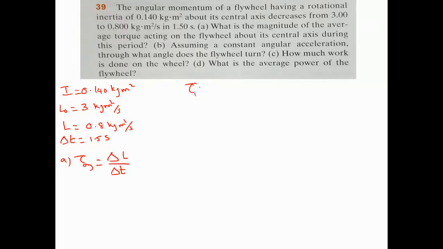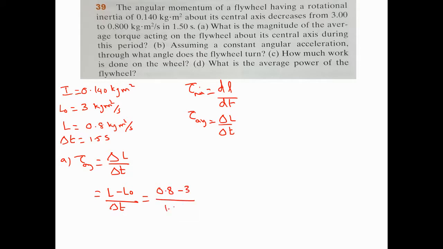If net torque is equal to dL over dt, what is my average torque? My average torque is delta L over delta t. Now, what is my final minus initial, divided by my delta t? My final is 0.8, my initial is 3, and the other value is 1.5.